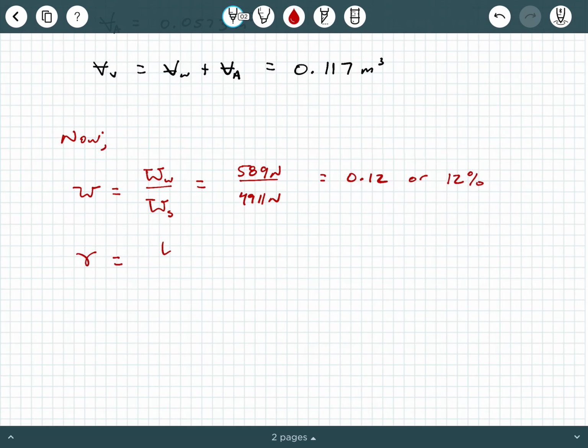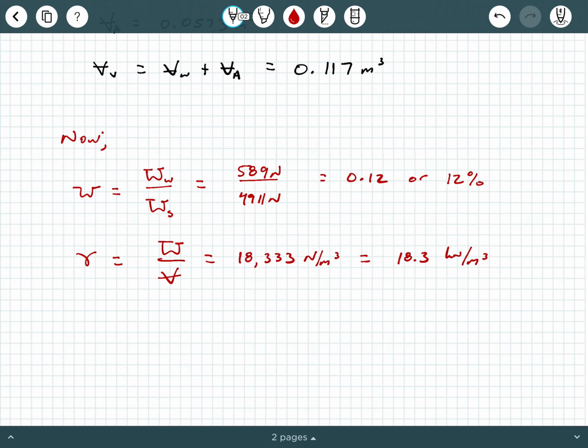We want the total unit weight. That's going to be total weight divided by total volume. So that would be 5,500 divided by 0.3, and I get 18,333 newtons per meter cubed, or more conveniently 18.3 kilonewtons per meter cubed.